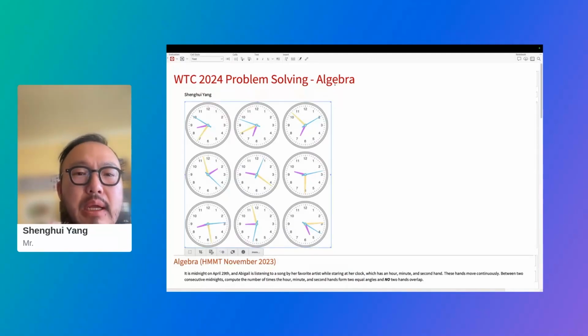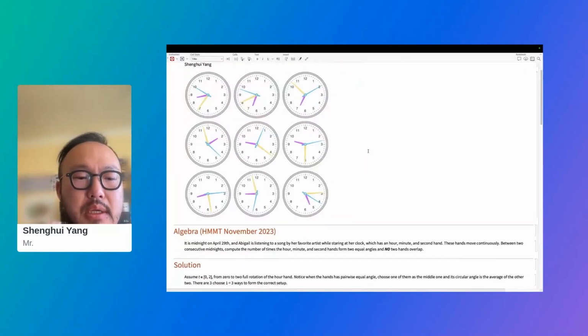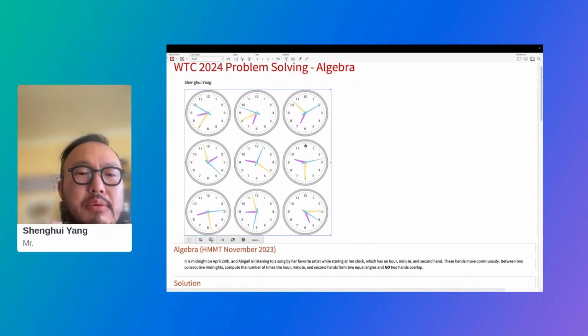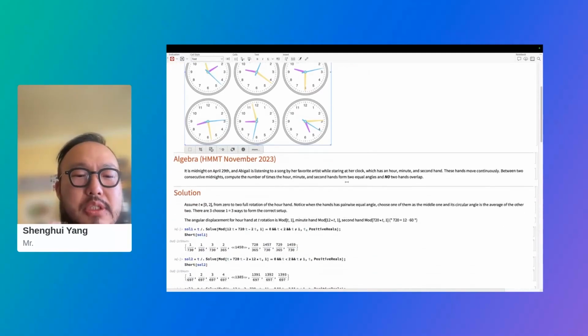This is an algebra plus a little bit of simple number theory stuff. So at the beginning, it seems really random, but actually there are close to 6,000 times this will happen every day. So let's see how we approach the solutions.